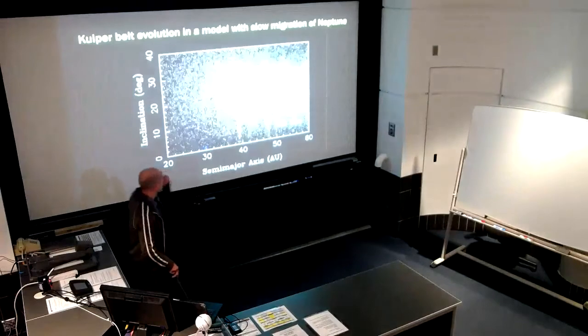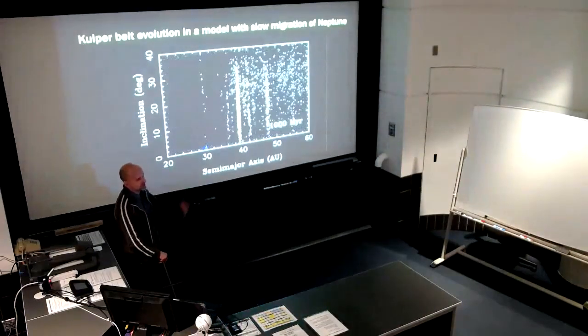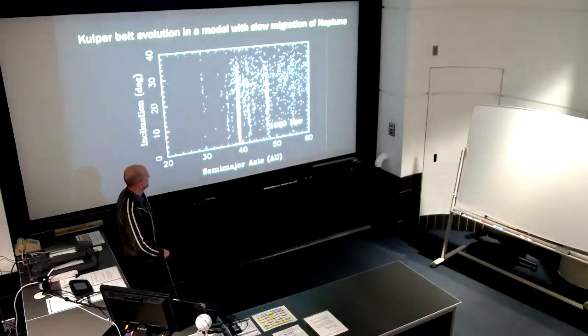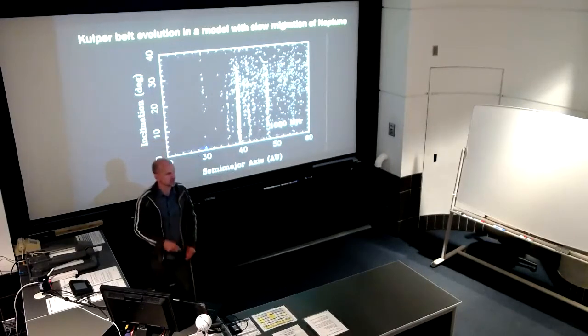And in this model, where Neptune migrates somewhat slowly compared to at least the wild instability considered in Hahn and Malhotra's work, you suddenly produce Plutinos with very high inclinations, right? And all the belt is pretty much excited, which is encouraging.